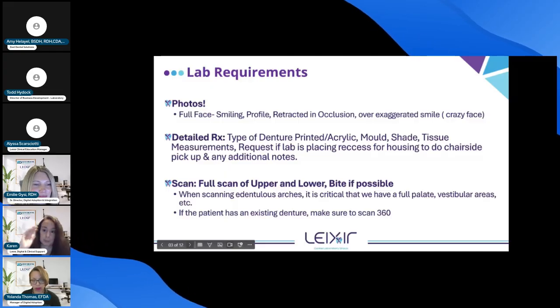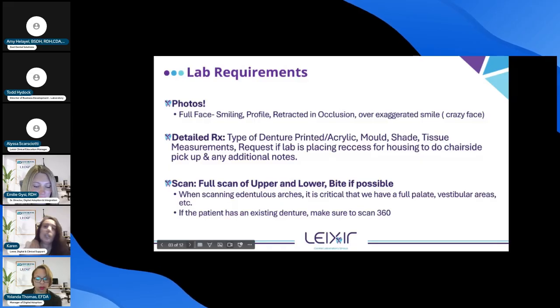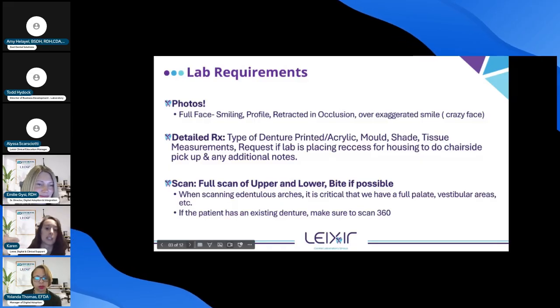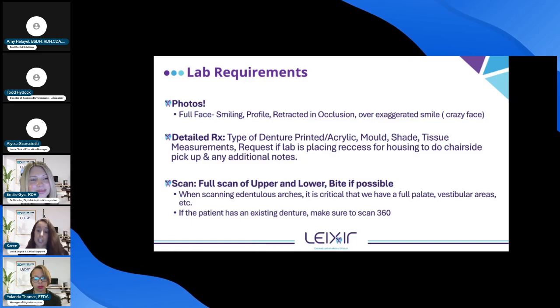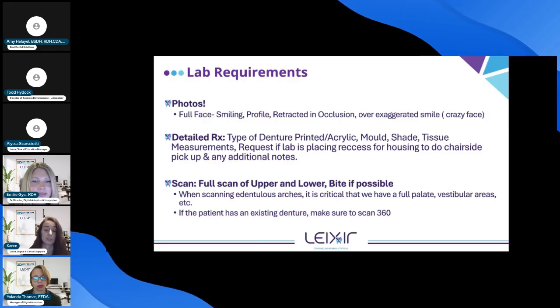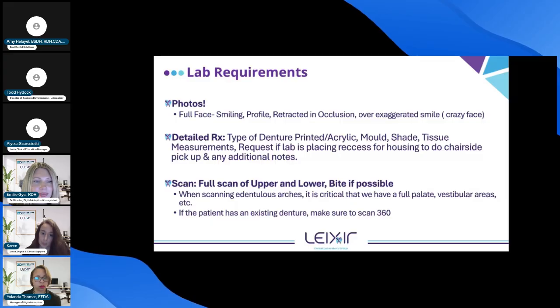You would detail it on the lab slip. Mesial was, let's say, 3, distal 4, and so on and so on. Also, you need to let us know if you're going to be doing this chair side and picking it up, and if we're placing the recess for the housings or not, and then any additional notes as well.